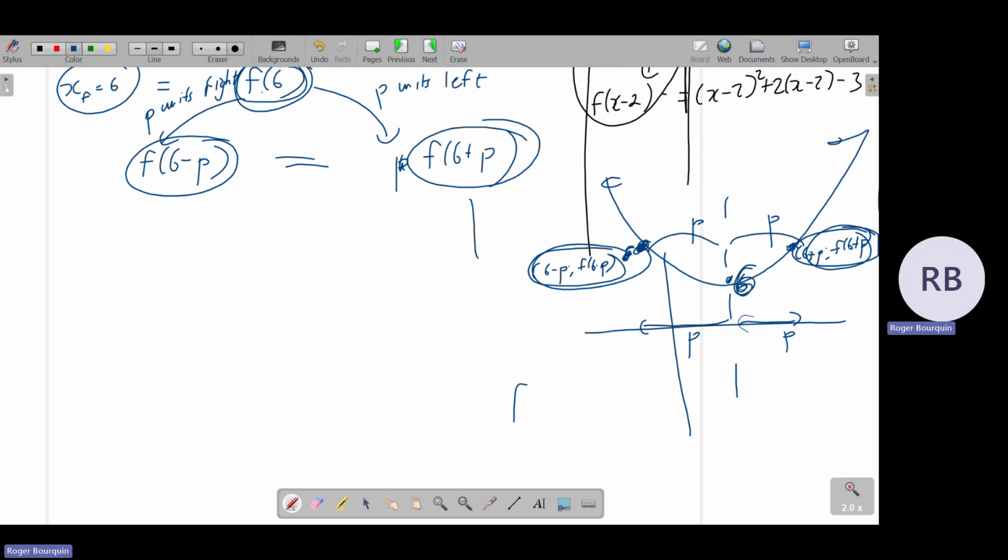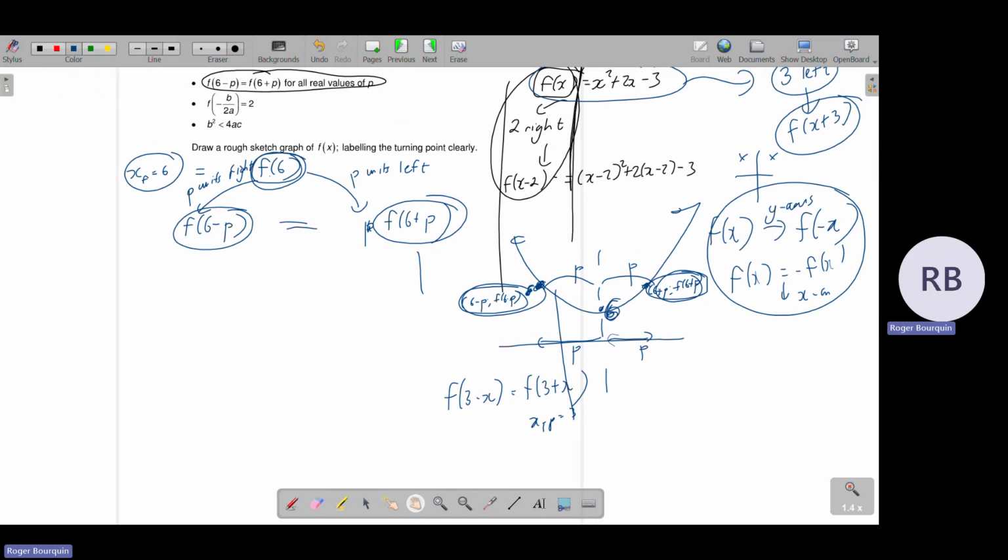If I said to you f of 3 minus x is equal to f of 3 plus x, what would be the turning point? The x coordinate of the turning point would be 3, because if you go x to the right or x to the left, the y coordinates stay the same. It's a tough concept, that. I hope it makes some kind of sense.